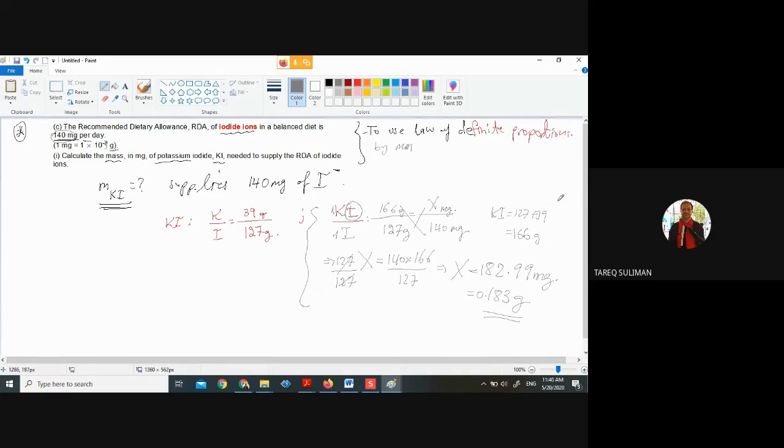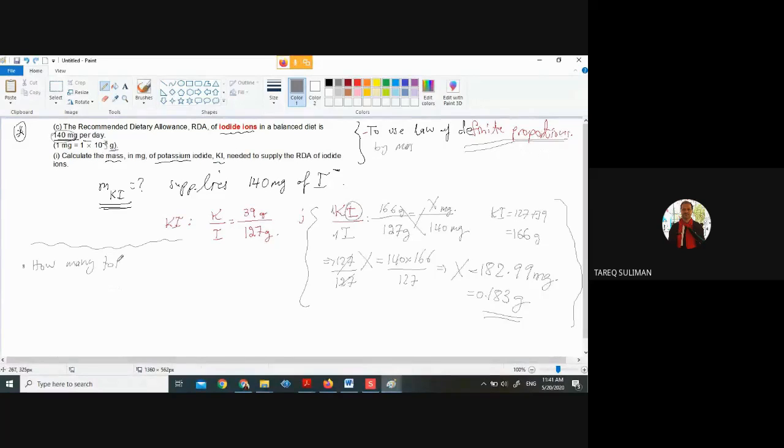This is the easiest way to solve similar questions. Whenever the mass of one of the component or constituent atoms or ions of a formula is required or is given, then you can solve using the law of definite proportions. You have never learned this before.